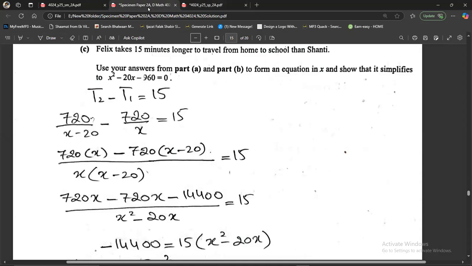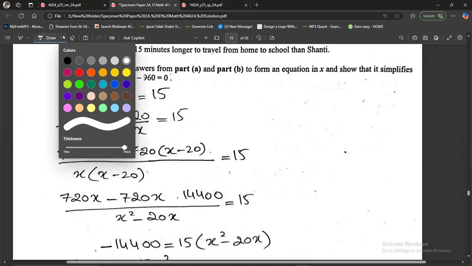Take the LCM. So the LCM will have both these denominators, x into x minus 20. So here you will have 720 into x minus 720 into bracket x minus 20 bracket close and equals to 15. So that's 720x minus 720x, and it will become plus. Oh, I made a mistake here. So let me write here. Sorry, this is positive.